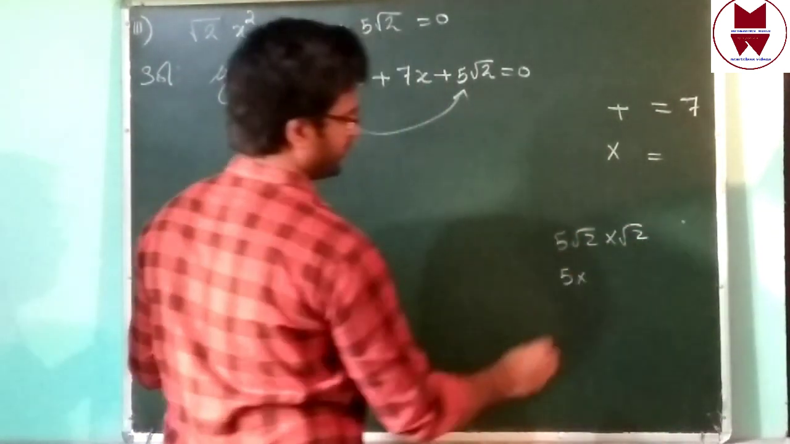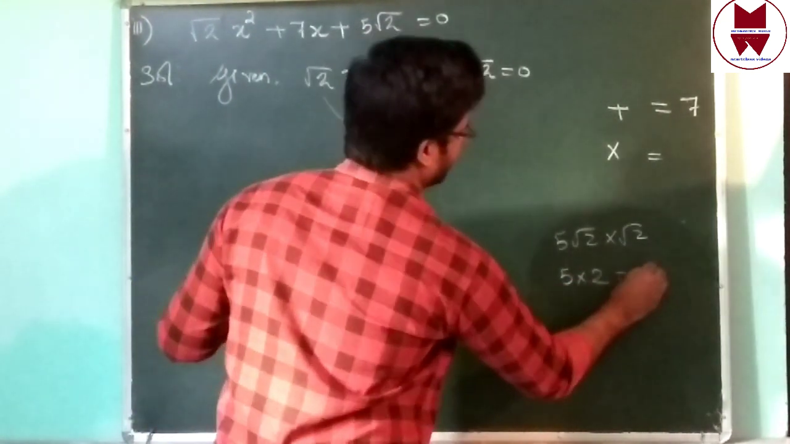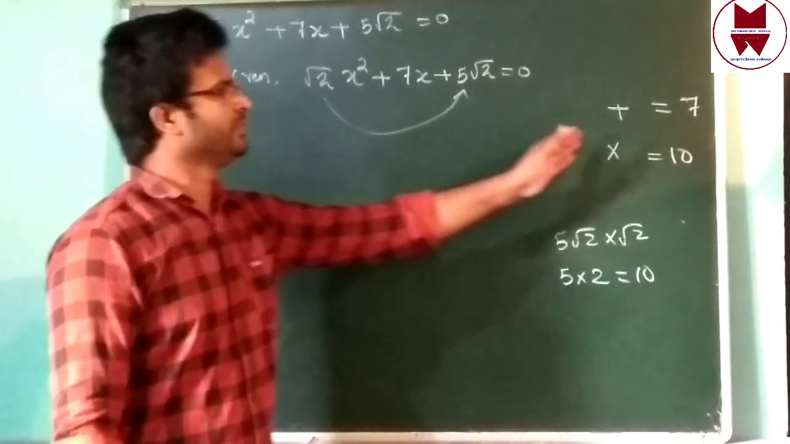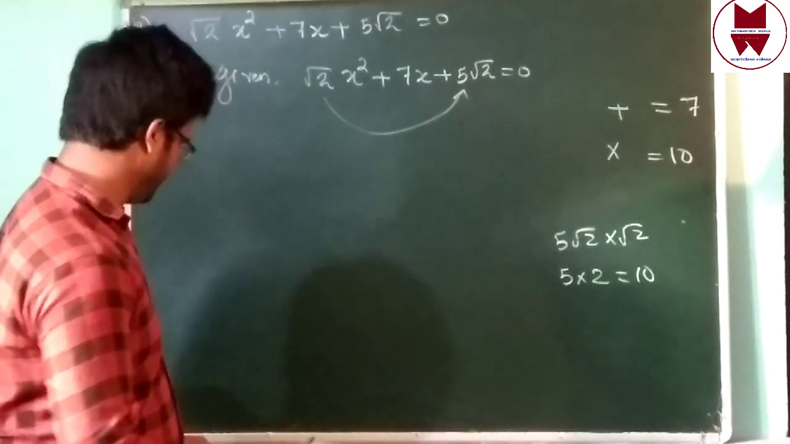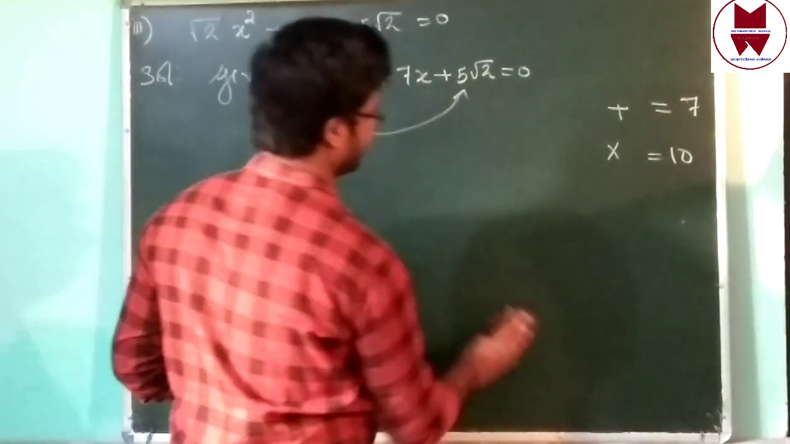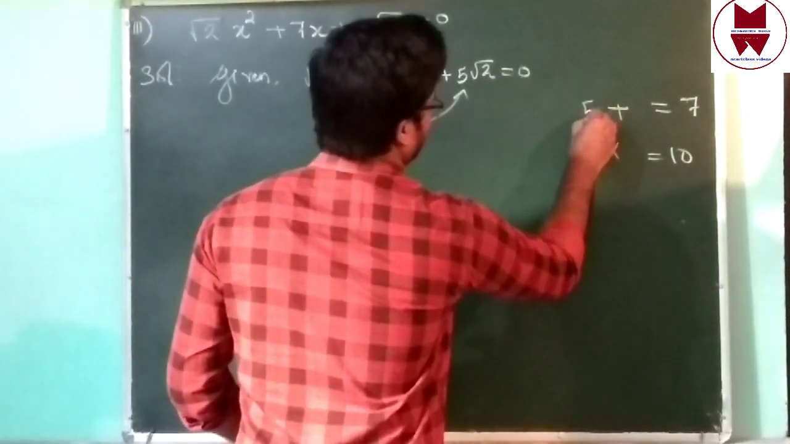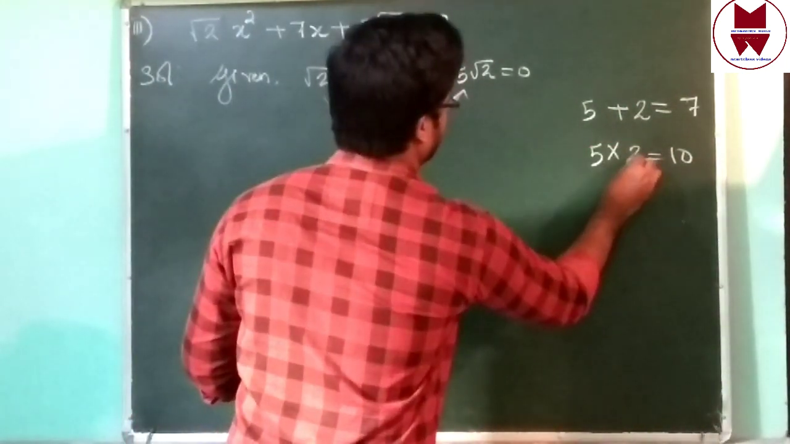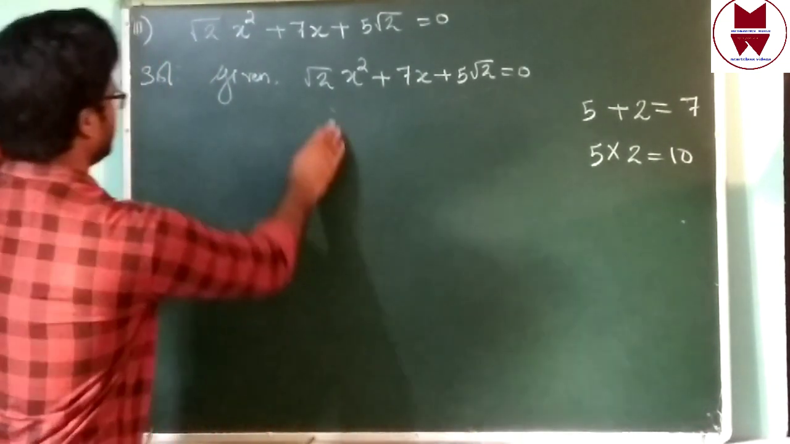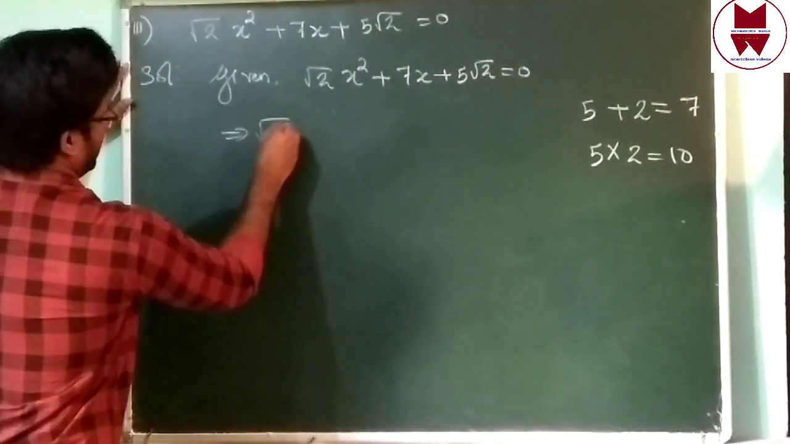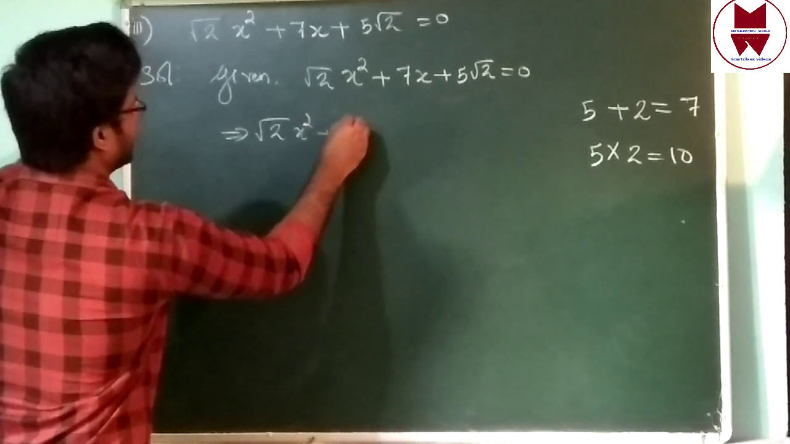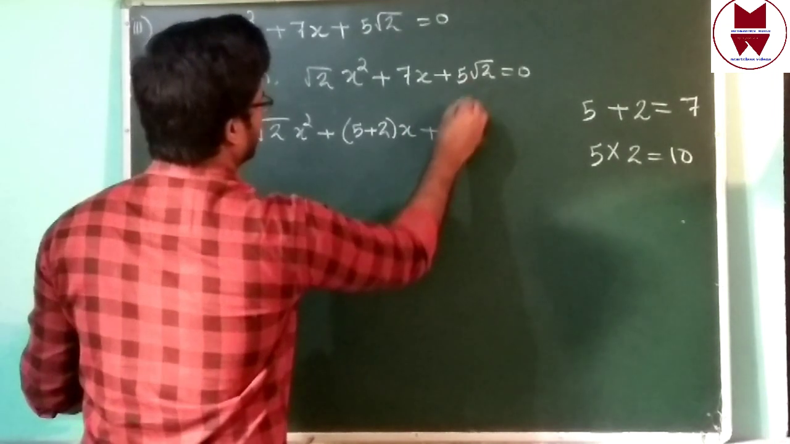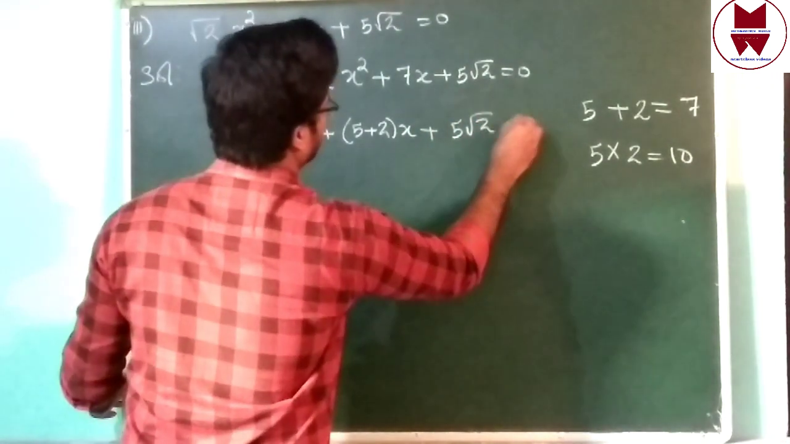5 root 2 into root 2. 5 into root 2 into root 2. 5 into 2, 10. Isn't it? When you multiply, we need answer 10. When you add, we need answer 7. Which are numbers? That is 5, 2. 5 plus 2, 7. Then 5 into 2, 10. We can write root 2 x square. 7 we can write 5 plus 2, x. This 5 root 2 write as it is equal to 0.